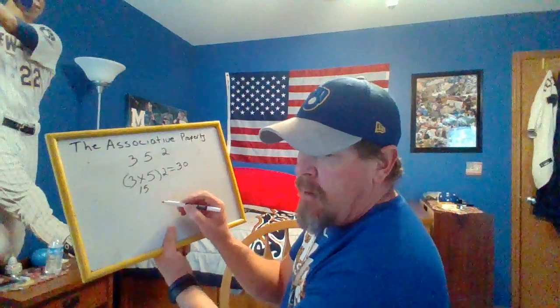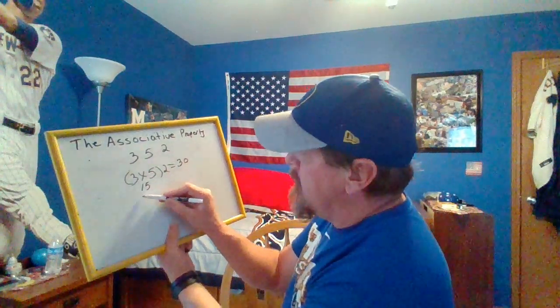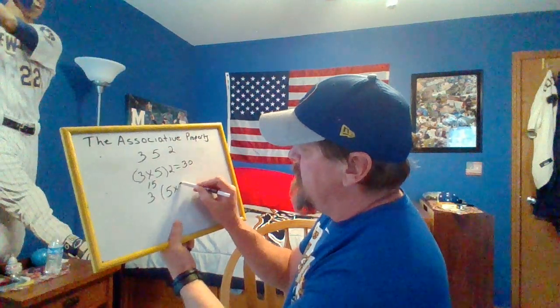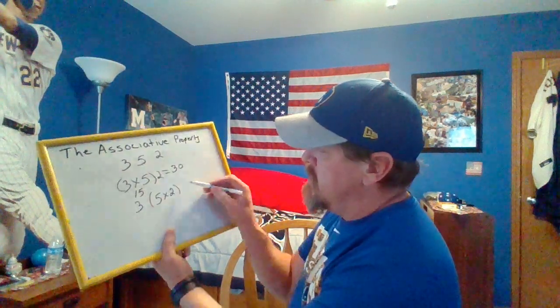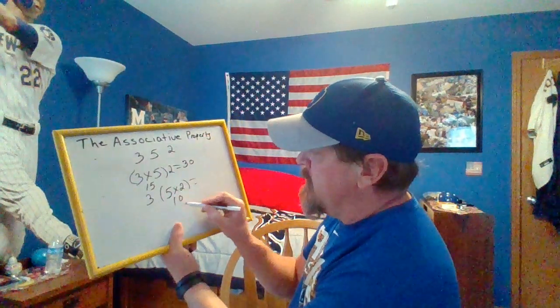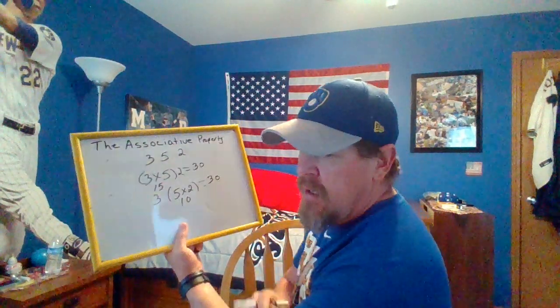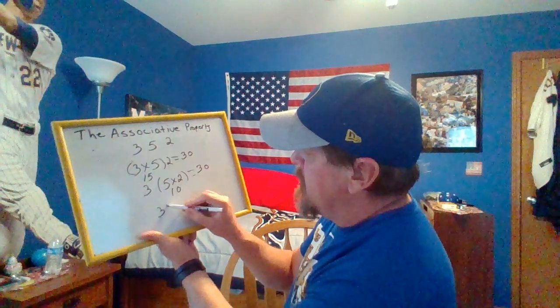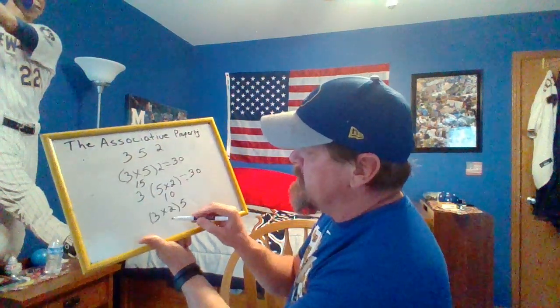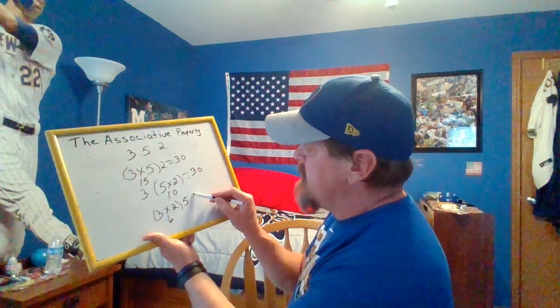Okay. I'm going to also try 3 times 5 times 2. 2 times 5 is 10. 3 times 10 is 30. And lastly, I'm going to try it like this. 3 times 2 times 5. 2 times 3 is 6. 5 times 6 equals 30.